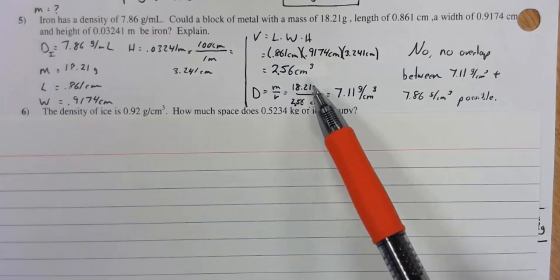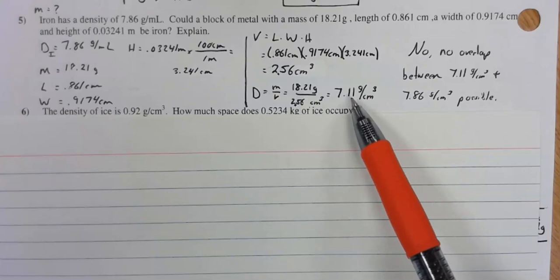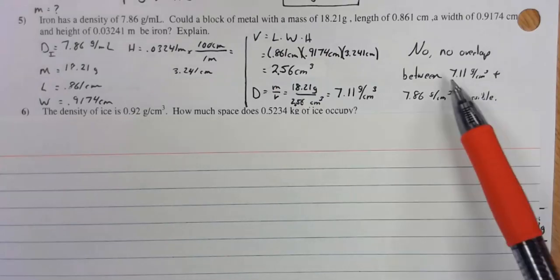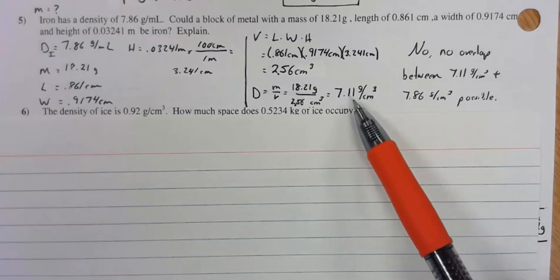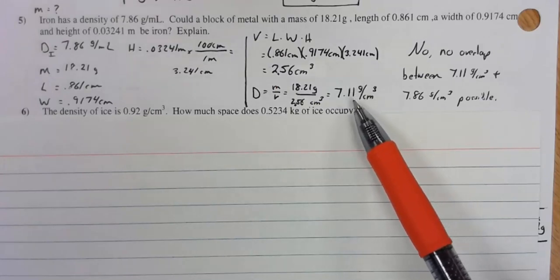4 sig figs with my mass, 3 for my volume. Final answer needs 3 sig figs, 7.11 grams per centimeter cubed. If you did what we did in problems 1 and 2 on this set, and you saw that this is 7.11 grams per centimeter cubed, what's my range of acceptable densities? It's 7.10 all the way through 7.12, okay?